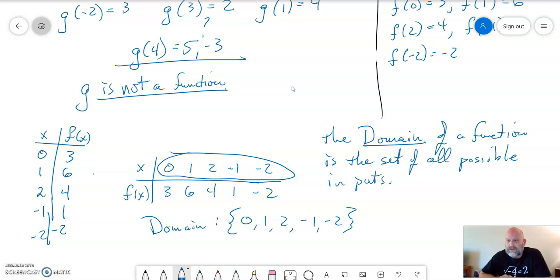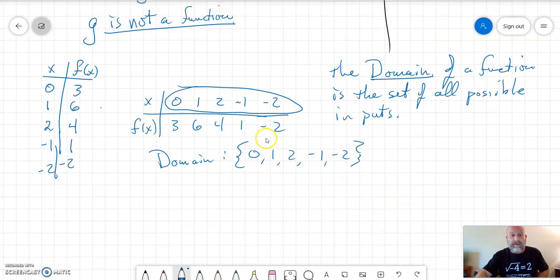Sometimes, in fact, most of the functions we look at, the domain's going to be all real numbers. But a lot of the time in statistics, you're only interested in certain values, and so you restrict your domain down to those certain values. Now, one more thing, right?